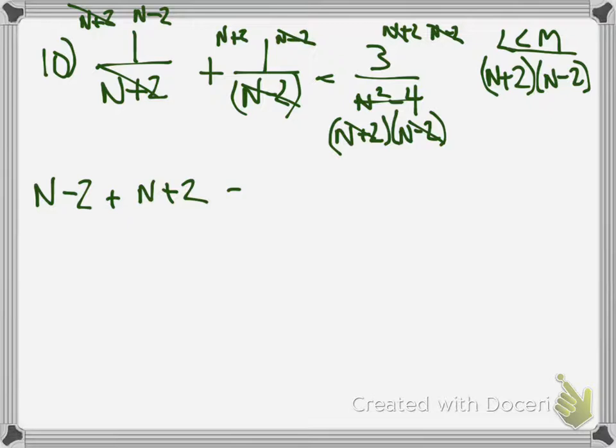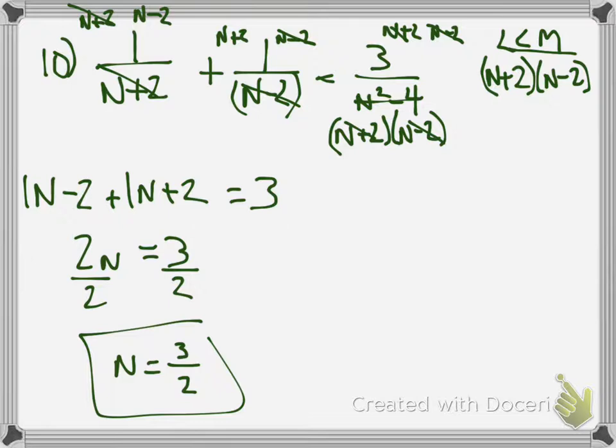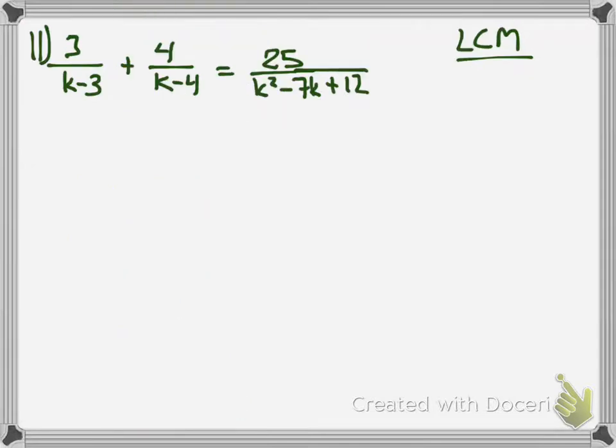But why not? Anyways, so here I've got n plus n is 2n. Negative 2 plus 2 is 0, so that cancels out. And then I'm left with a 3. I can divide by 2, and so n is equal to 3 halves. All done, easy peasy, there you go. Alright, so now let's look at number 11.